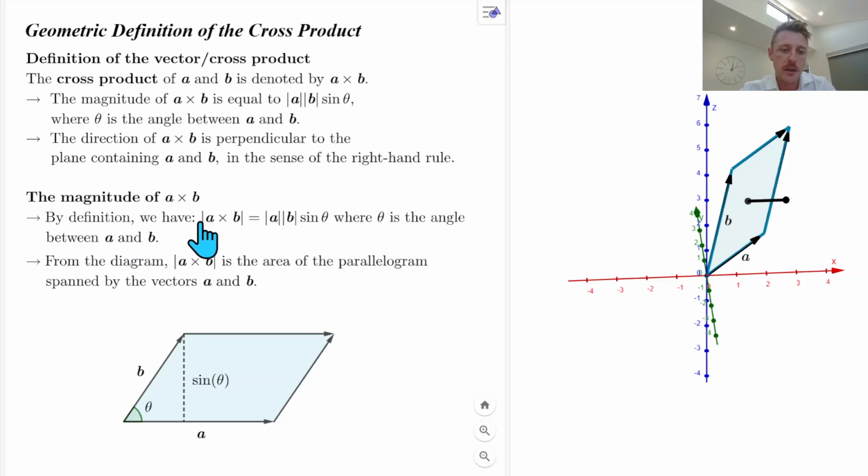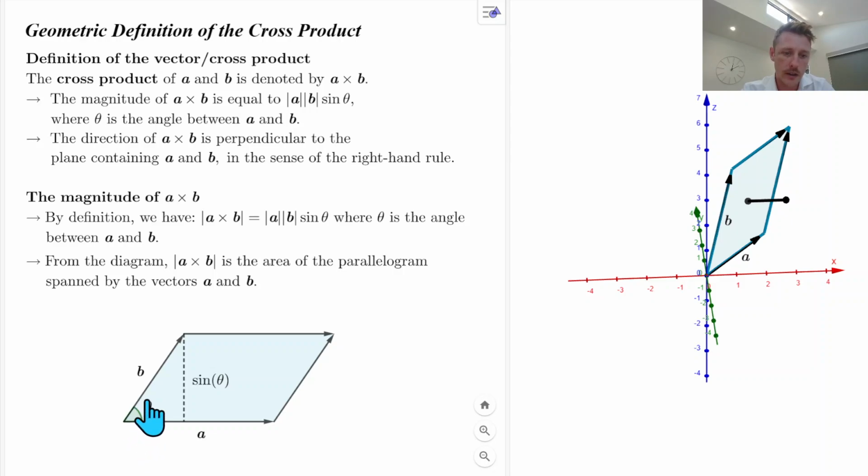By definition, the magnitude of A cross B is equal to the magnitude of A multiplied by the magnitude of B multiplied by sine of theta, where theta is the angle between A and B. From the diagram, the magnitude of A cross B is the area of the parallelogram spanned by the vectors A and B. If we draw that parallelogram in two dimensions, we'll get vector A and vector B. I think you would agree, just from some SOHCAHTOA, that this length here would be sine of this angle in here.